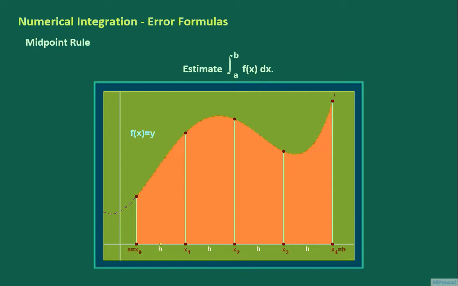Then we determine the midpoint of each subinterval. We designate these midpoints as m sub 1, m sub 2, all the way through m sub n. If it is indeed the area underneath the graph of f that we are estimating, then we estimate the area over each subinterval using a rectangle whose height is equal to the y value at the midpoint.